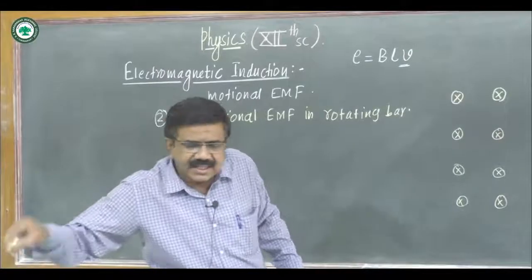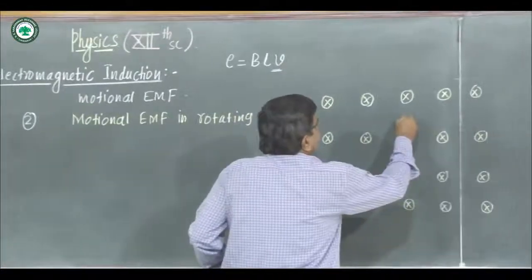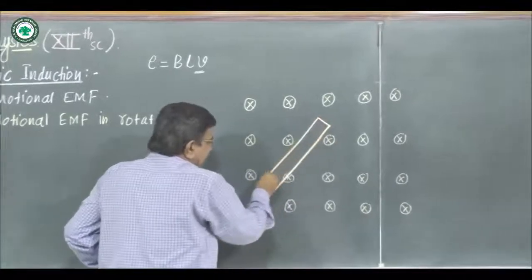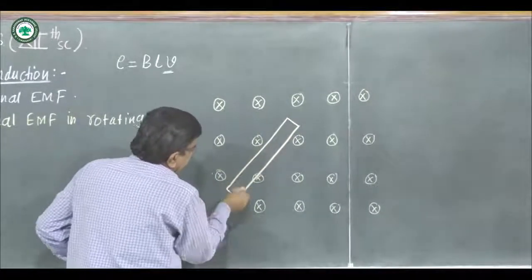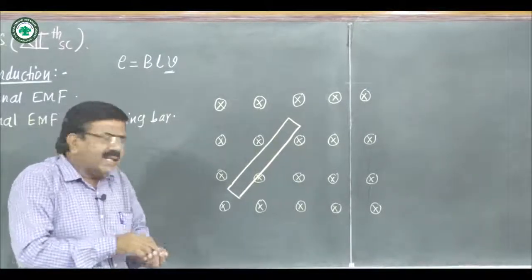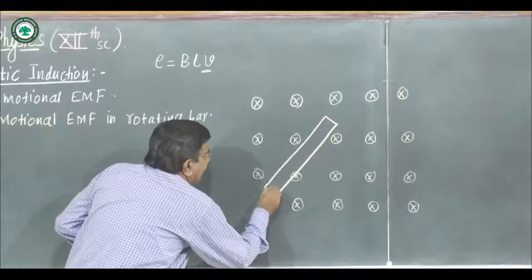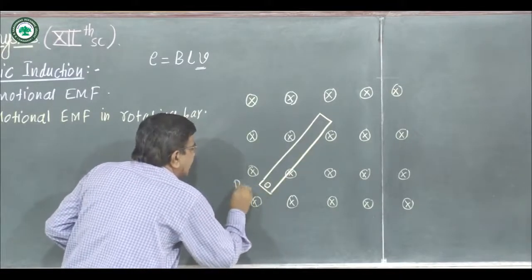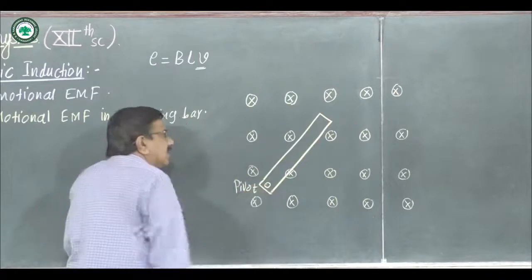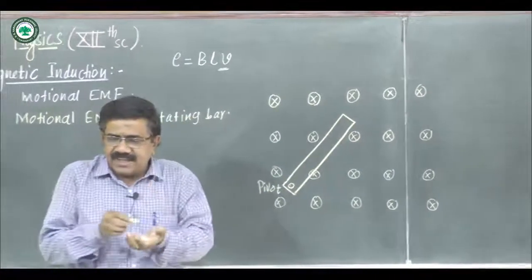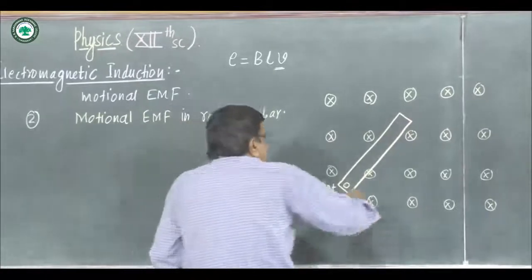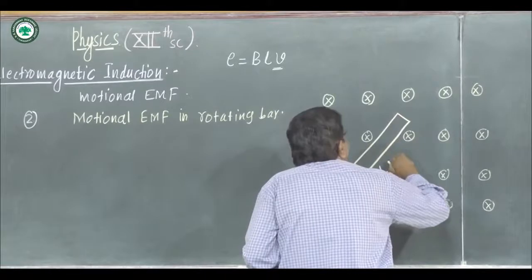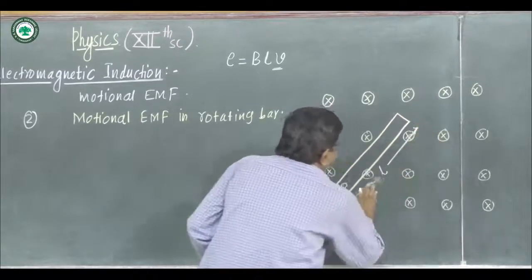Here we consider a conducting bar. Suppose this is a conducting bar, pivoted at one end, or fixed. This fixed point is called the pivot. The conducting bar is pivoted at one end. Suppose L is the length of this conducting bar. It is placed in a magnetic field.